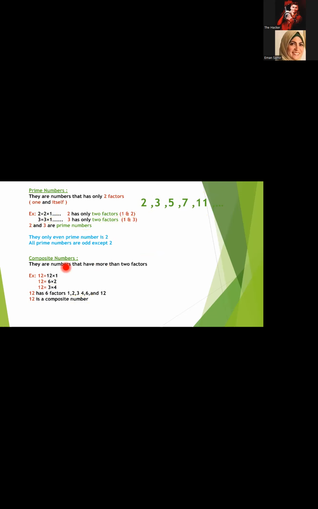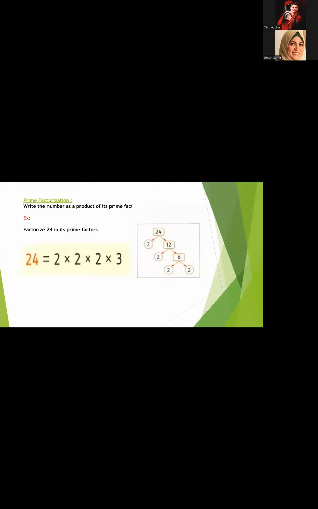Let's see what we have now. We are going to start something called prime factorization. Prime factorization is writing a number in its prime factors, or writing a number as a product of its prime factors. We find that 24 is composed of two factors, that is 2 and 12.